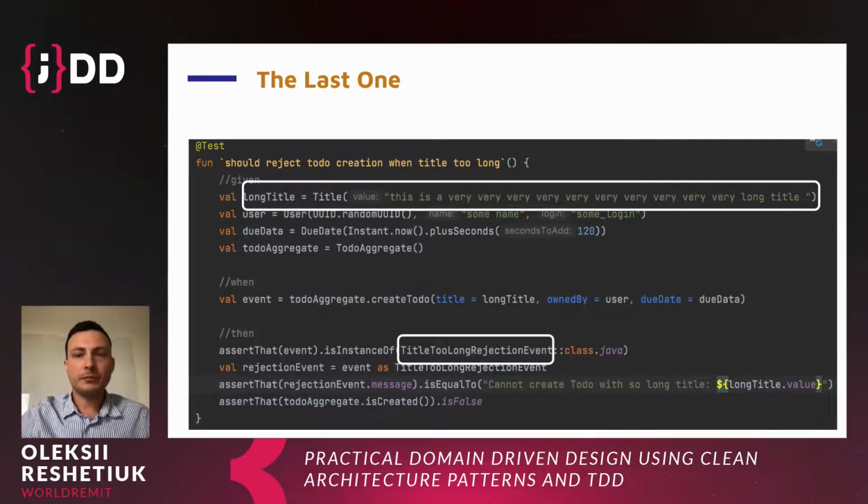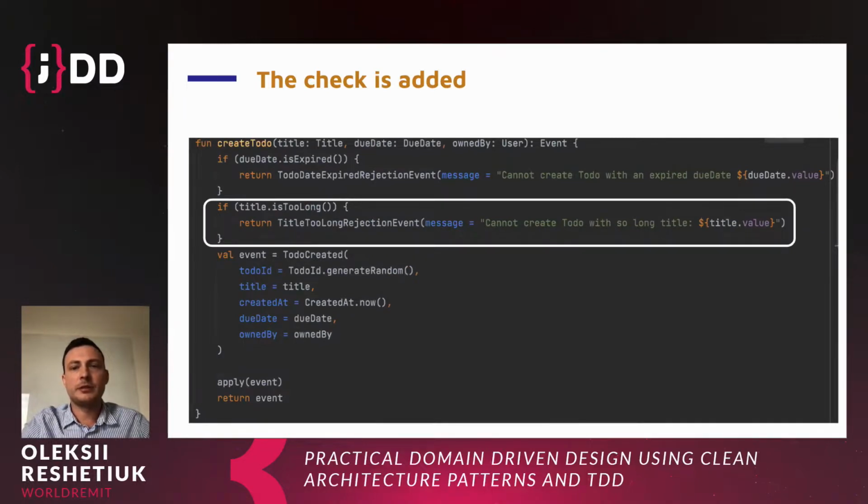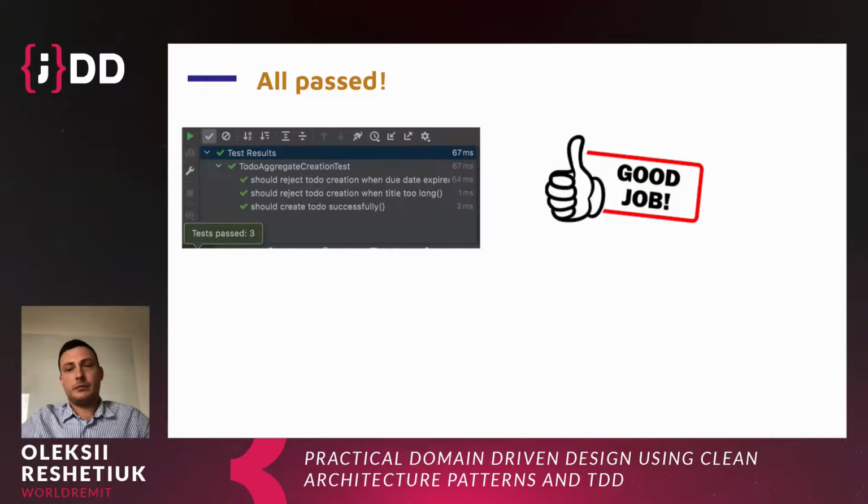Okay, we are adding the last test for the create to-do use case, simulating a very long title. We put a very long title here, and we add this check to the aggregate. Of course, we have to put some reason: cannot create to-do with a long title. It would also be good to put maybe some IDs. Okay, so we need to run all tests, of course, and we see that all of them are green. Good job.